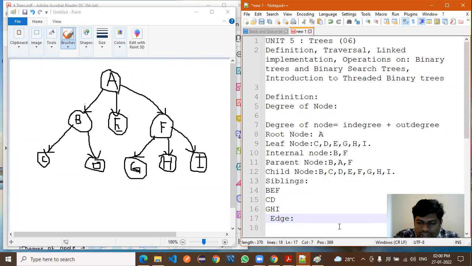Now next, what is meant by path? What is the definition of path?